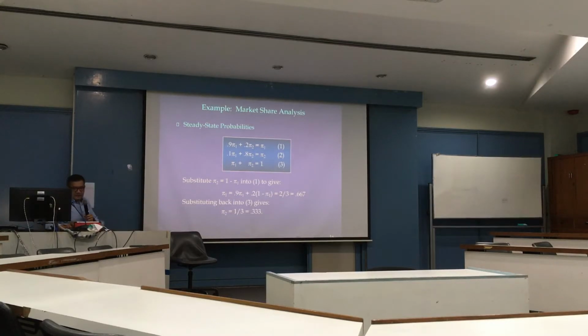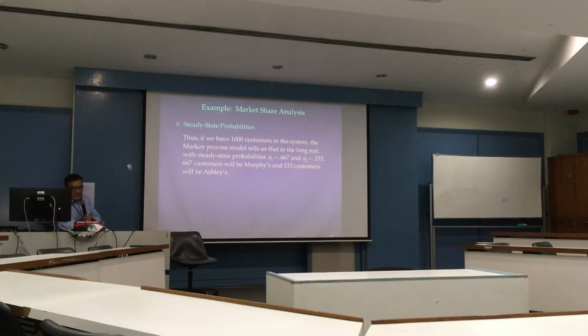So it means that if we have 1,000 customers in the system, the model tells us that in the long run, in the future, with the steady state probability, pi 1 is 0.667 and pi 2 is 0.333. So 667 customers will be at Murphy and 333 will be at Ashley.